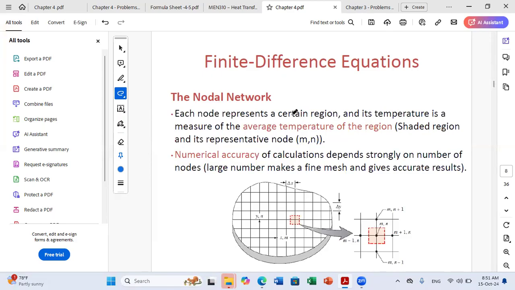Now, each node will represent a certain region, and its temperature is a measure of the average temperature of the region. And we consider that if I know the temperature here, it is the average temperature of this cell. And the numerical accuracy of calculation will, of course, depend strongly on the number of nodes, because large numbers will make a finer mesh and will give accurate results.